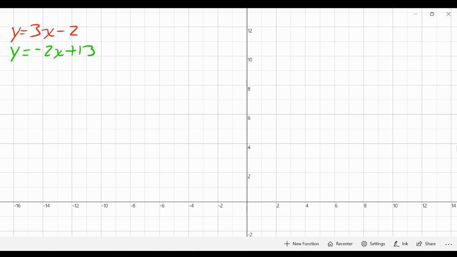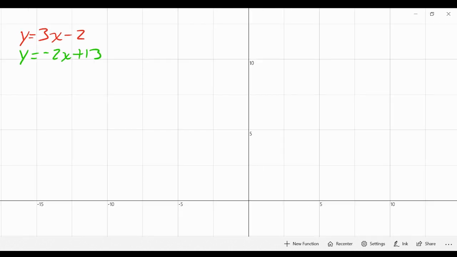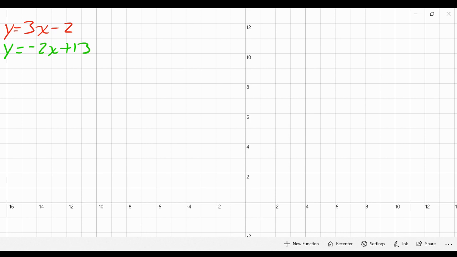So we're going to first graph these two lines from their equations and determine where they intersect.